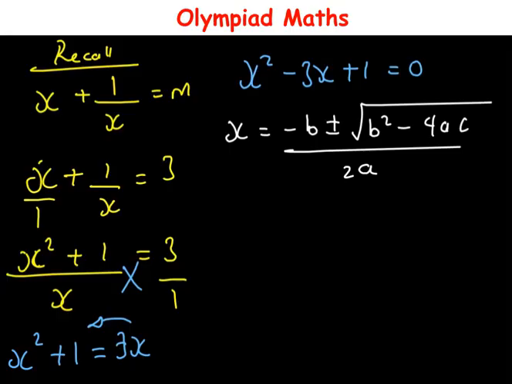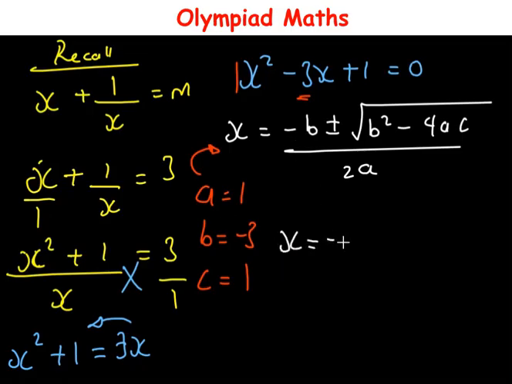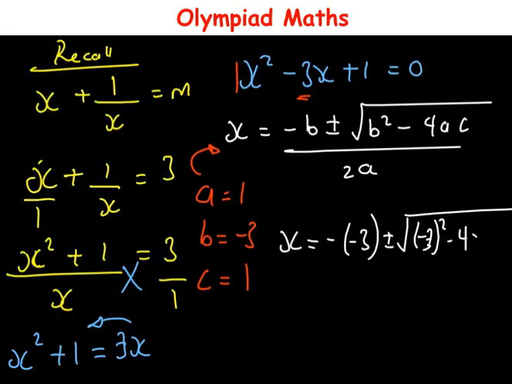In this case, the value of a is the coefficient of x squared, which is 1. The value of b is the coefficient of x, which is minus 3, while the value of c is the constant, which is plus 1. So inputting these values into the formula, the solution for x is equal to minus b, which is minus 3, plus or minus square root of b squared, that will become minus 3 all squared, minus 4 times a, which is 1, times c, which is 1, all over 2 times a, which is 1.